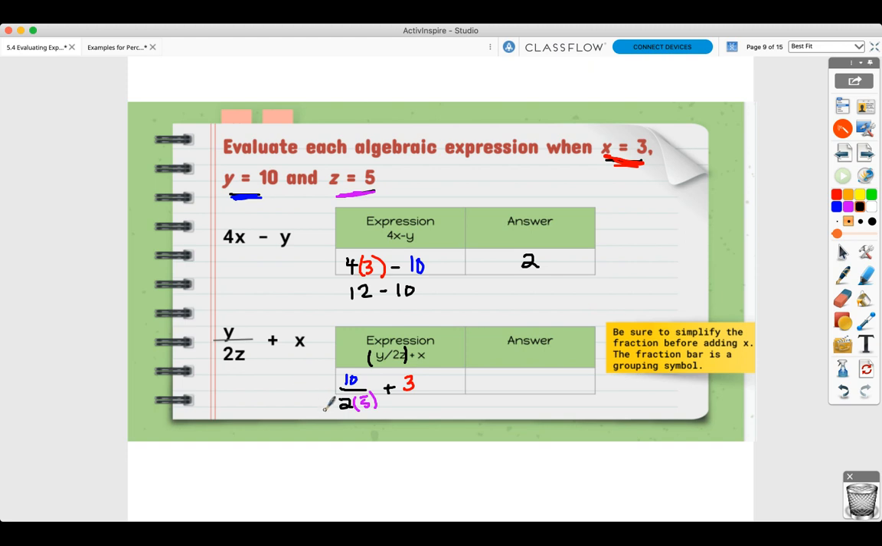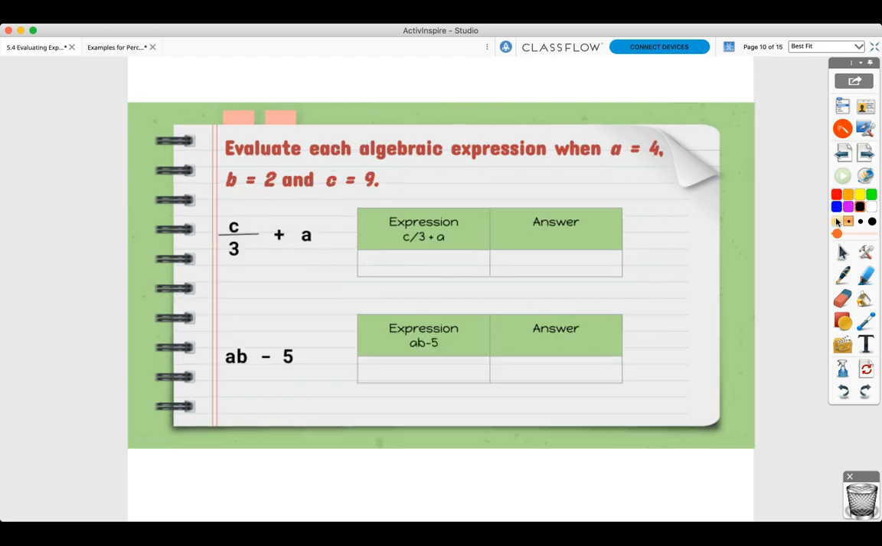And now you're just going to simplify. So 2 times 5 here is 10. 10 divided by 10 is 1, plus 3, which is going to be 4. So make sure you slow down. If you need to do this work separately or on a piece of paper, that's fine. 2 times 5 is first because the fraction bar is a grouping symbol. Then 10 divided by 10 is 1, plus 3.